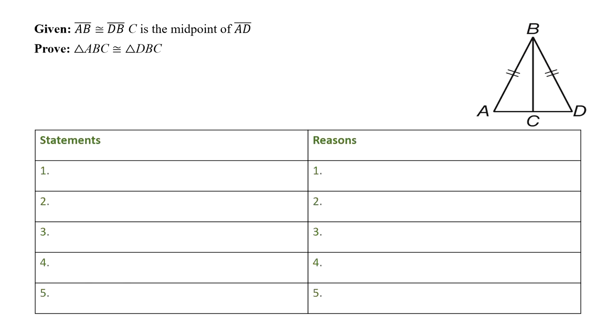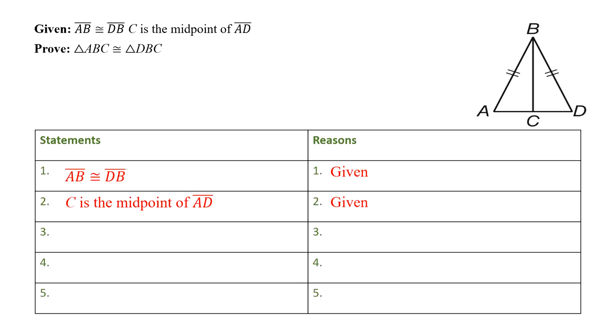So we start with our givens. AB is congruent to DB, given. Likewise, C is the midpoint of AD. That's our given. So from that, we know we're trying to prove the triangles are congruent. We know one side's congruent. We can look at the picture and know that we're probably going to be able to say that BC is congruent to BC from the reflexive property.